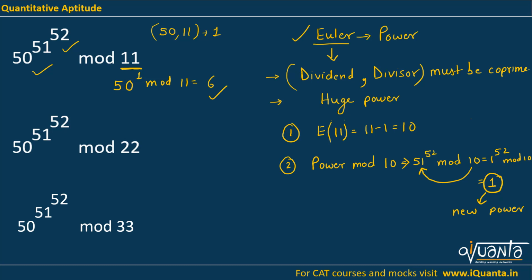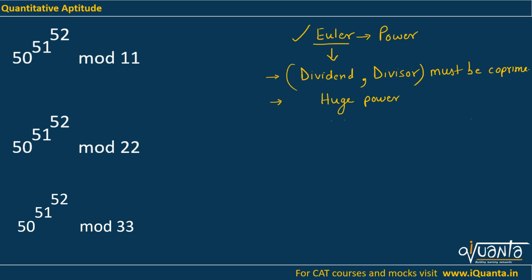Now similarly, let us solve the second question. So the second question is 50 to the power 51 to the power 52 mod 22. So first of all, we'll be checking if the divisor and dividend are coprime or not. So 50 and 22, are they coprime? No, they have HCF 2. So that means we cannot apply Euler over here directly. In that case, we'll try to break this divisor into its factors. So 22 can be written as 2 into 11.